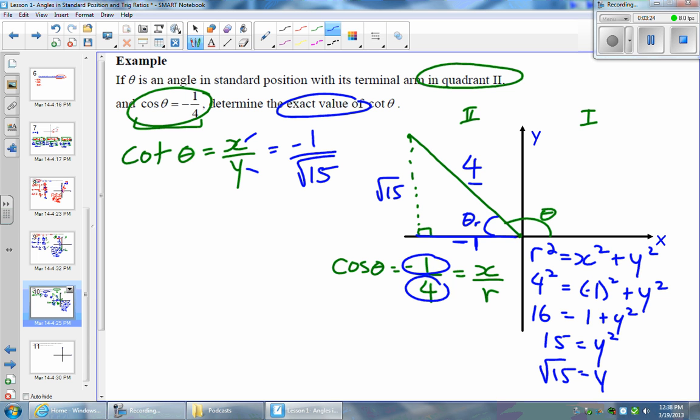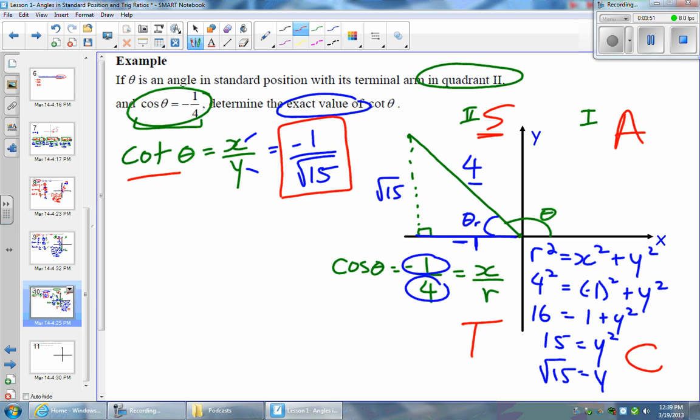Notice that it's negative, but remember, applying your add sugar to coffee rule, so this is add sugar to coffee. The only ratio that should be positive here is your sine ratio, and its reciprocal. So it makes sense that this cotan ratio is negative, because only the sine and the cosecant should be positive in that quadrant. So there's your answer right there. I'll circle it for you. And let's do another one.